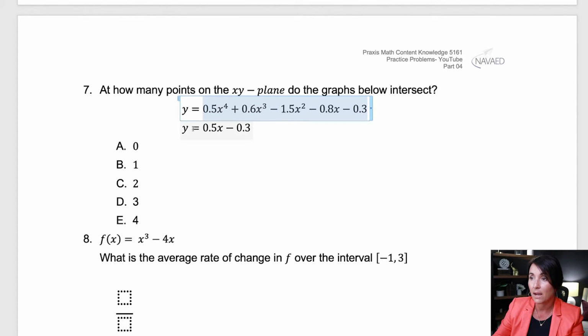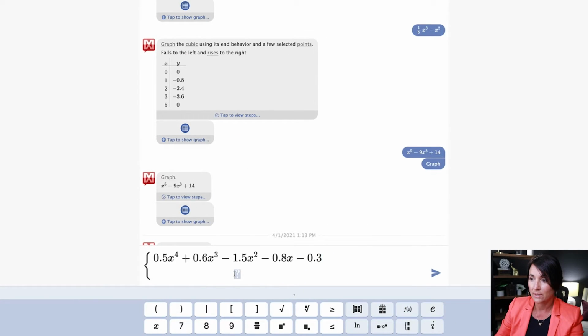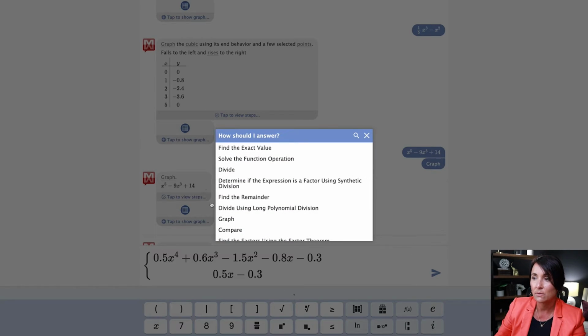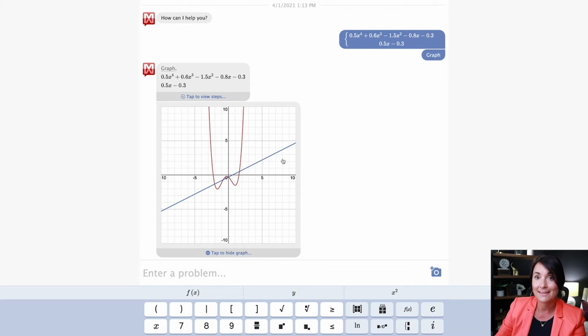Then I'm going to take my line here, and I know this is a line because it's in slope form, and there's no x to the 4th or x to the 3rd. It's just x. Right? So I'm going to grab that and put that in here and hit this little button here. You would hit enter on your calculator. It's going to ask me what I want to do. I want to graph this so I can take a look, and you can see I get this nice graph.